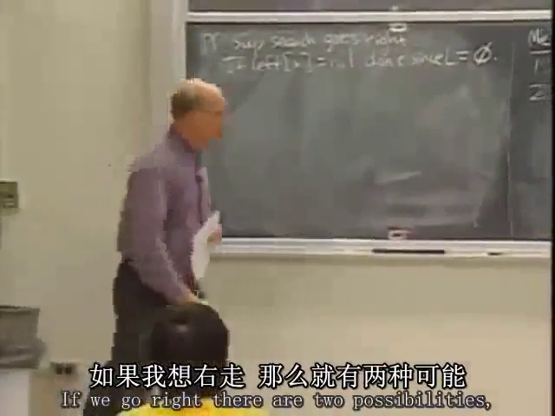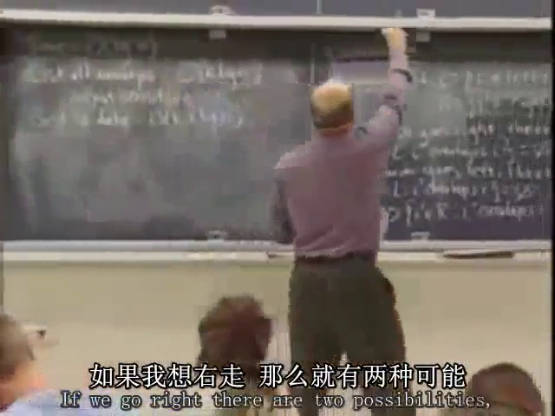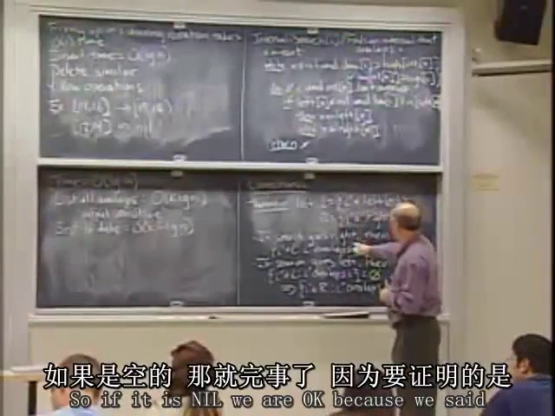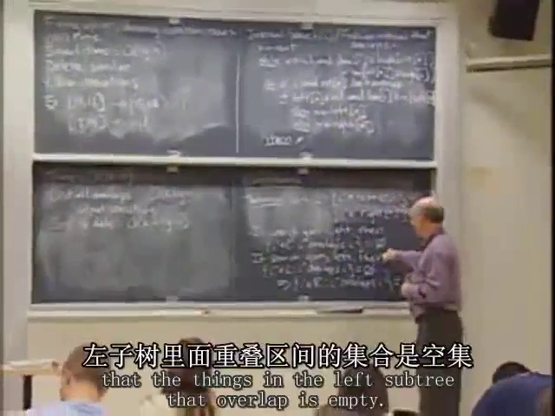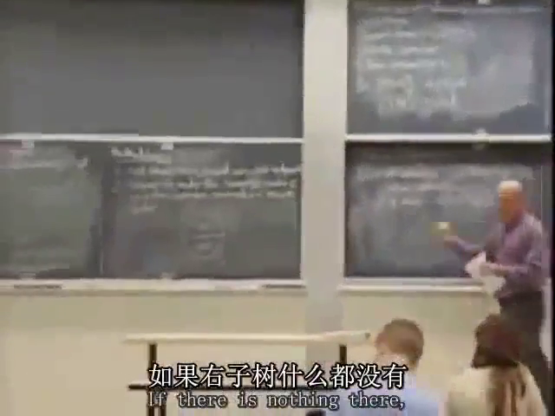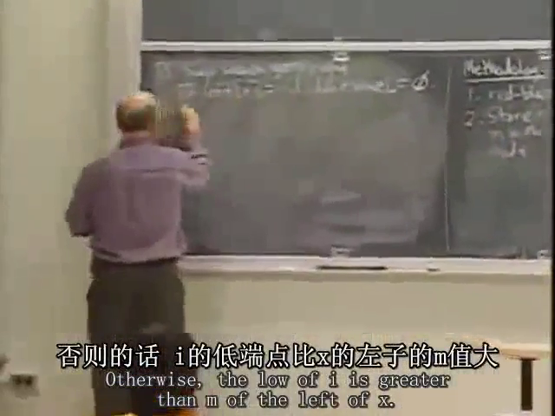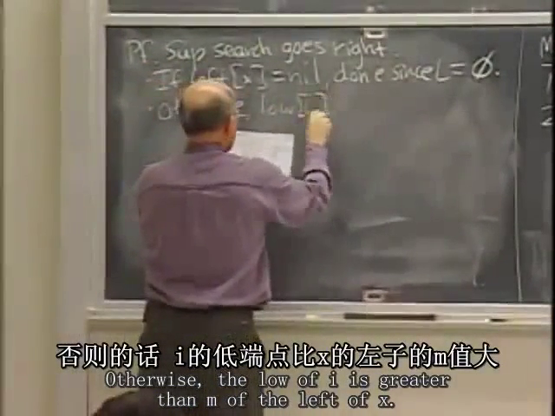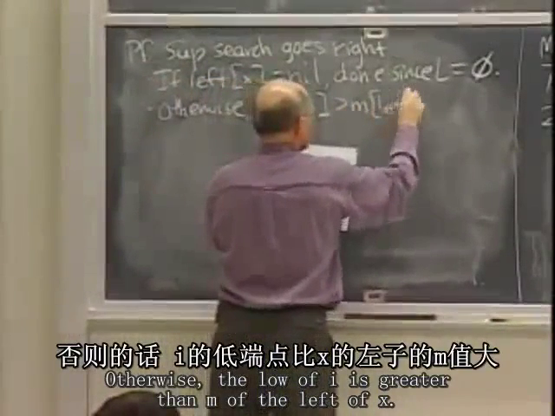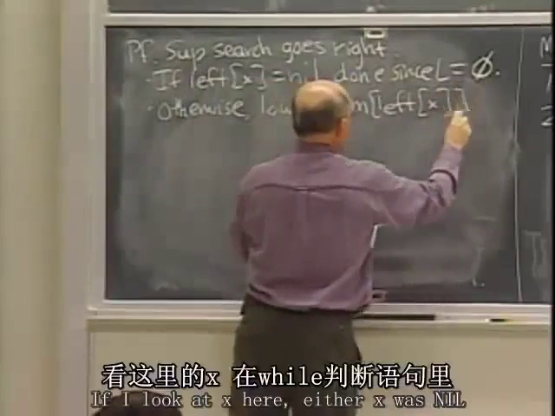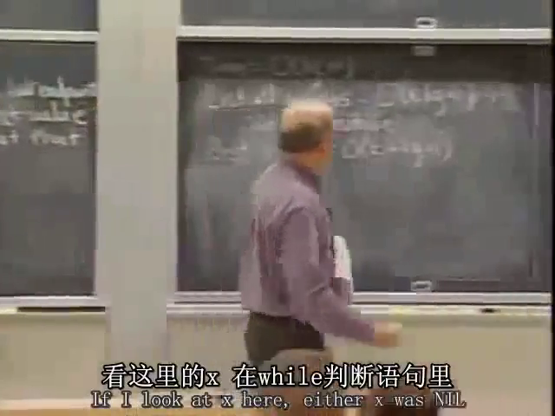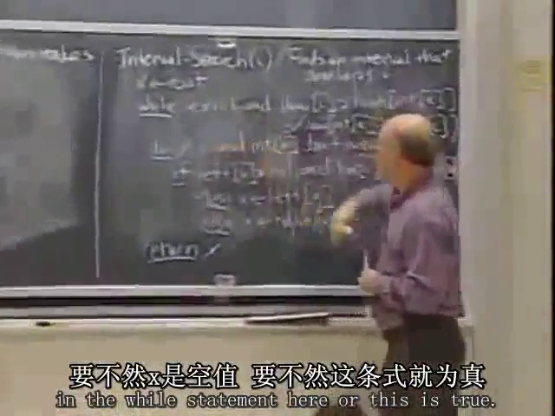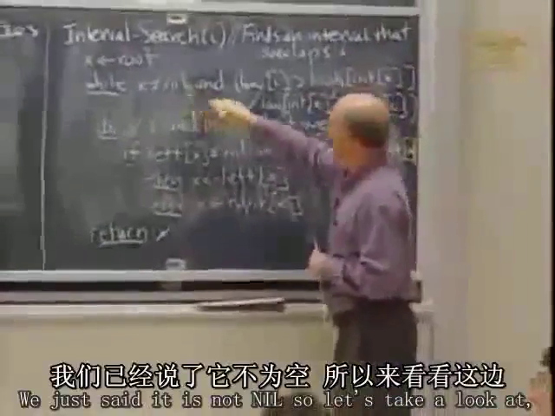So if we go right, there are two possibilities: either left of x is nil or left of x is not nil. If it's nil, we're okay, because I want to prove that the set of things in the left subtree that overlap is empty. If there's nothing there, there's clearly nothing there that overlaps. Otherwise, we have that the low of I is greater than m of left of x. Either x was nil in the while statement, or this is true. We just said it's not nil.